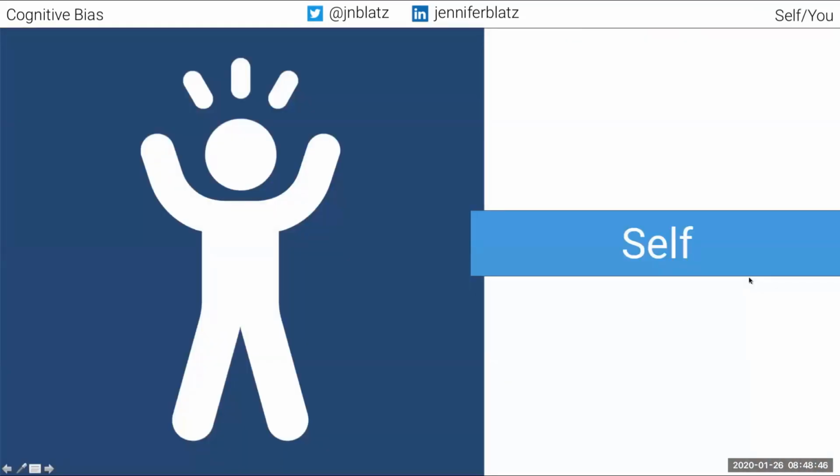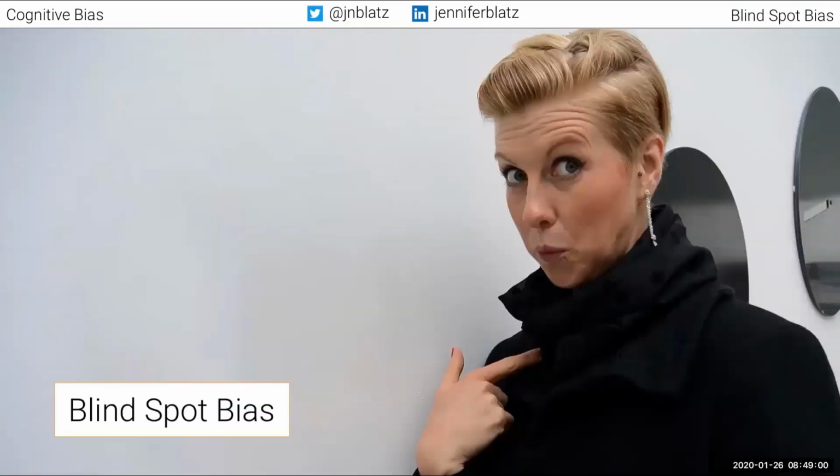Now, let's start off with some of the cognitive biases we're going to talk about today and how they might creep into our professional world. And we might as well start off with the most important person in the room, and that's you. We always seem to think we're immune from the problems and flaws of others, don't we?